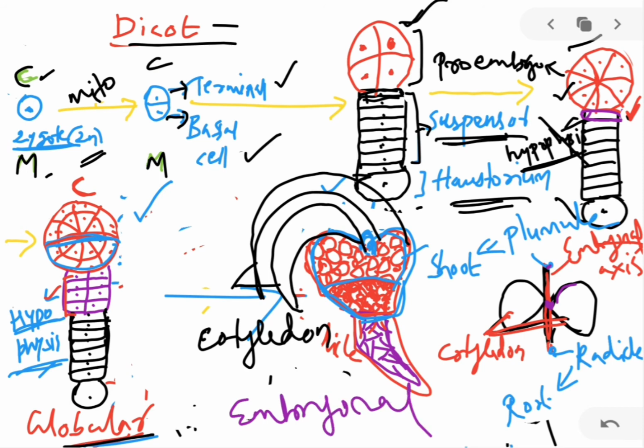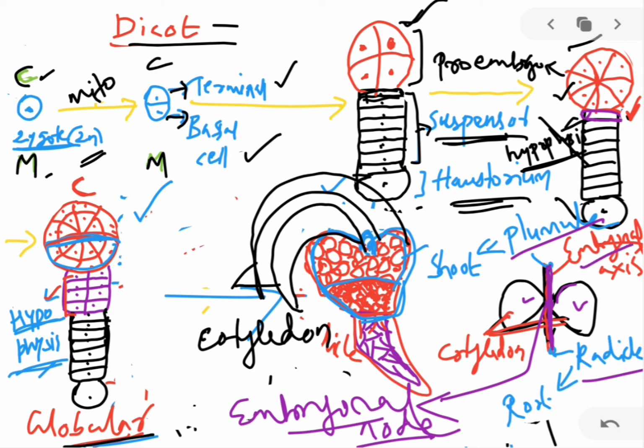Embryonal node is that point to which these cotyledons are attached on this entire embryonal axis. So what is the difference between embryonal axis and embryonal node? Embryonal axis consists of plumule, radicle, and this embryonal node. This entire stalk-like structure is the embryonal axis. What is embryonal node? Embryonal node is this particular point to which these cotyledons are attached.